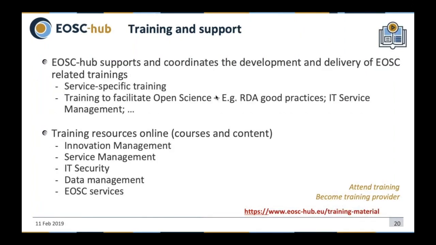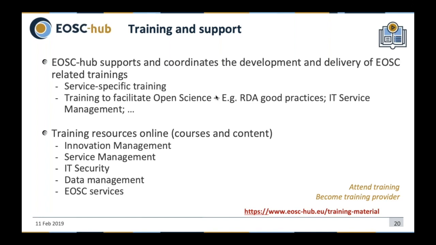The next area that I would like to just briefly talk about is training and support that we already provide by coordinating the different training and support teams from the service provider institutes. And these teams basically provide two types of support or two types of training. One, which is really service specific. So how to use direct workload management system on cloud infrastructures. So it's really specific about one single topic and one single technical service.